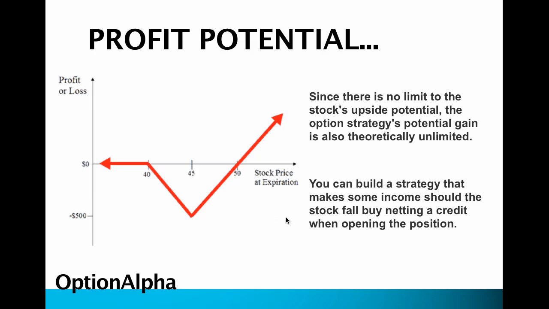But you can also build the strategy so that it makes money by the stock falling, by taking in a credit when the position opens. We'll go over this at the end of the video, but as you can see on my profit loss chart, I've built this strategy for the purposes of this example to make no money at all right at the zero barrier should the stock close anywhere below 40. But if you build the strategy to take in a small credit, maybe $50 or $25, something that pays you back for your commissions already, then it becomes more of a market neutral strategy.